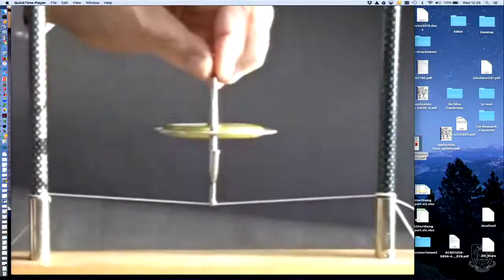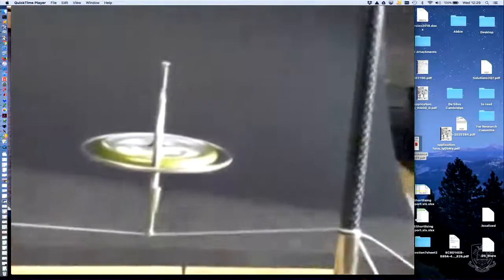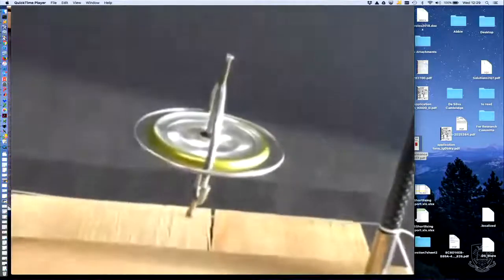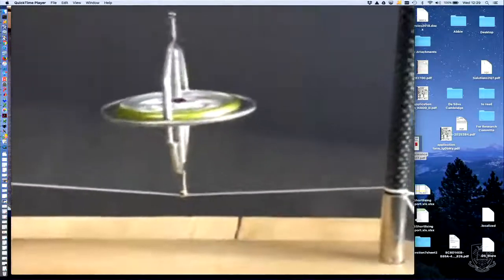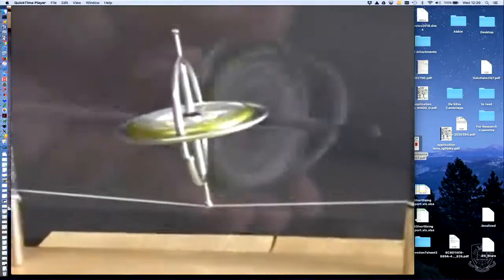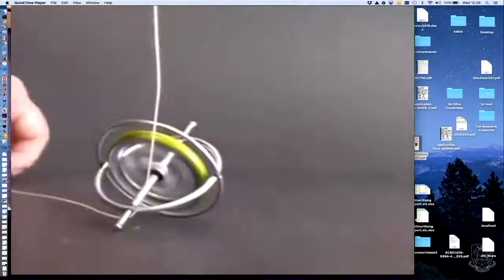The gyroscope will balance on a string. You can even lift the gyroscope with a string looped around one end.